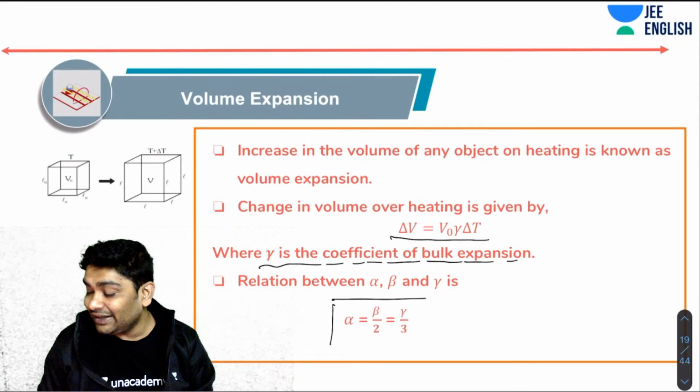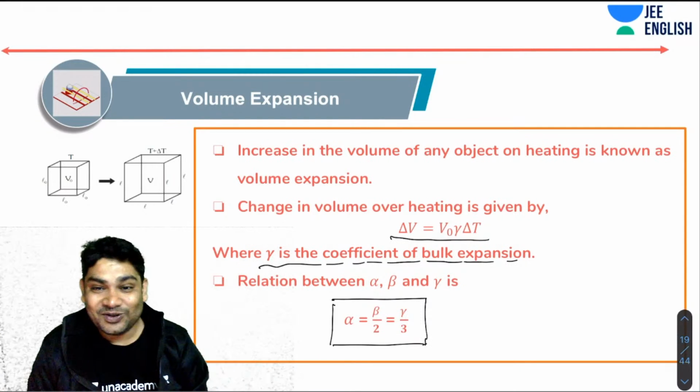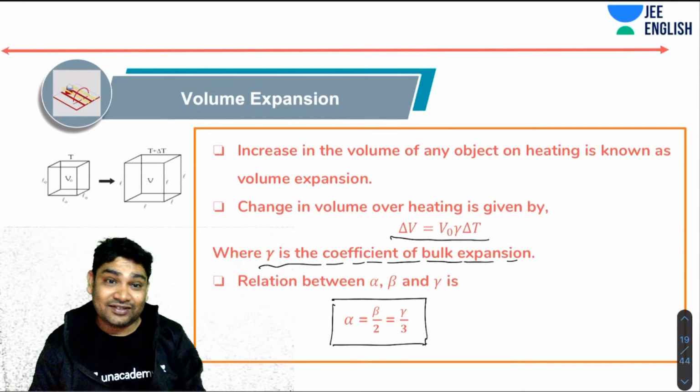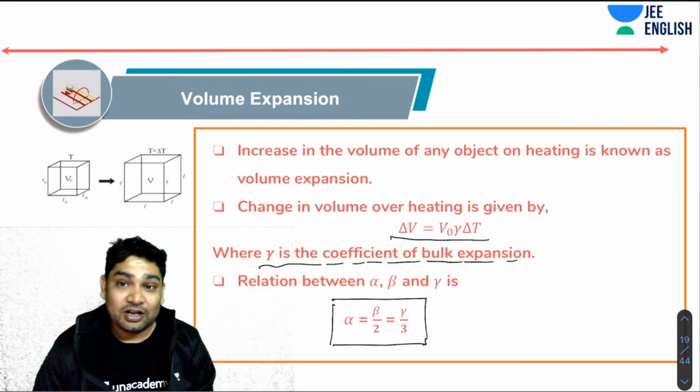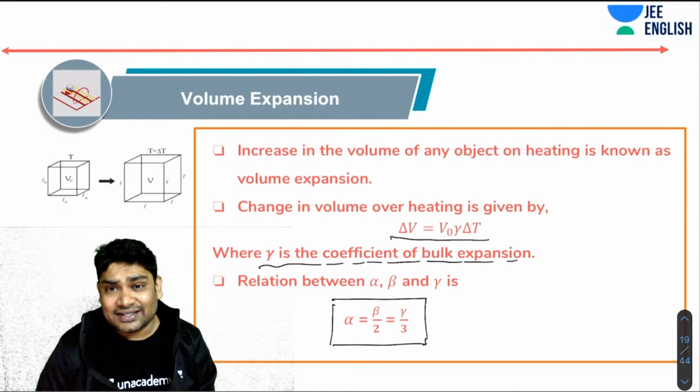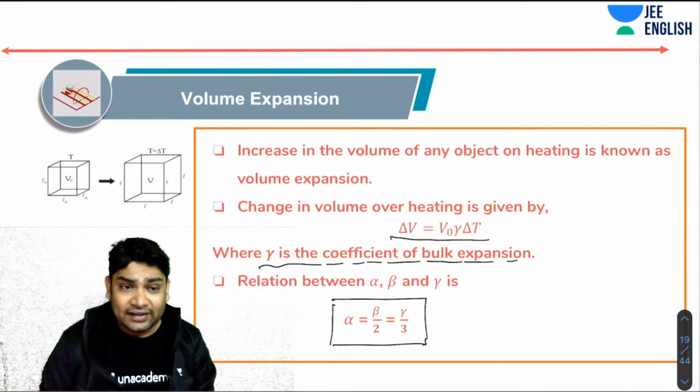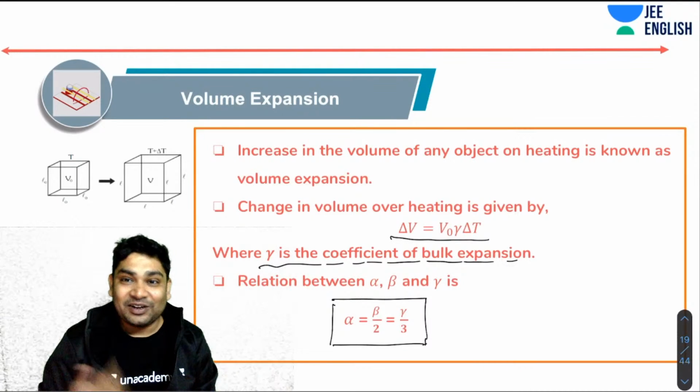This would be very easy to prove, but we are not going to do that because we are revising. So when I take this up for class 11, I'll show you all the proofs, but not right now. Right now, all you need to do is remember that this is how alpha, beta, and gamma are related. So if any one of them is known, you can figure out the other one.